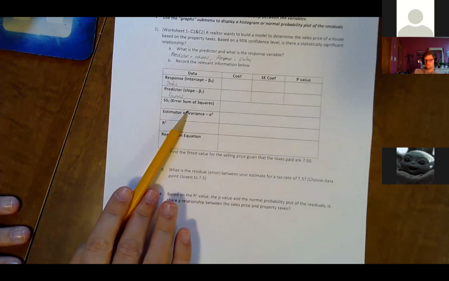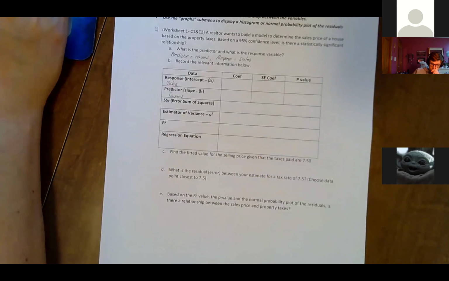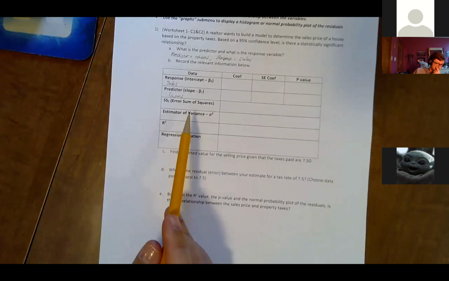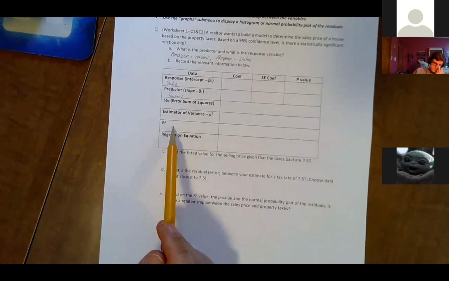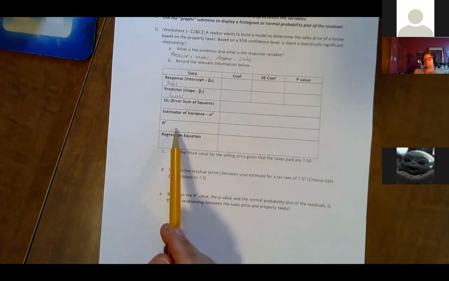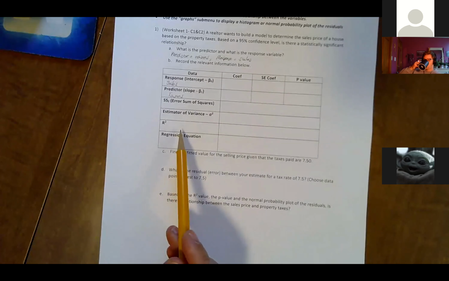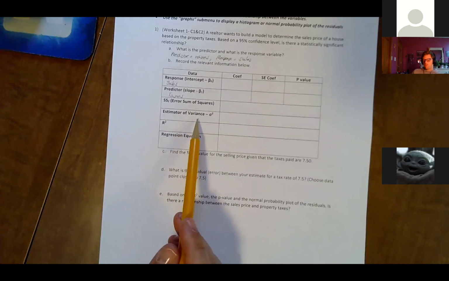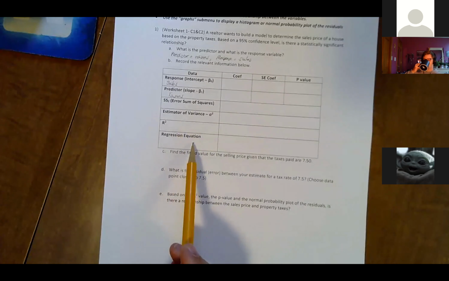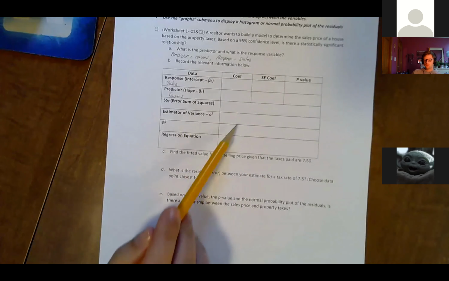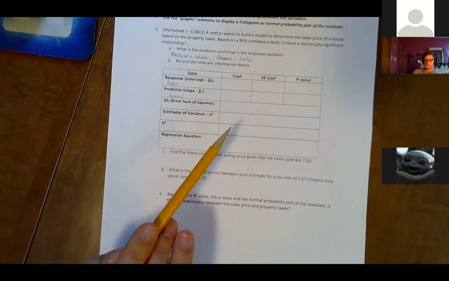The standard error, the error for the sum of the squares, is important because, as you saw in the lecture slides, that is one of the ways we calculate R squared. And our R squared relates the total residual error to the model overall to say how good a fit it is. Then our estimator of the variance is also given to us in our Minitab results, and then a space for the regression equation. And then these are the questions to follow, and we'll go through those in a second. But this whole data table is filled in from the Minitab results.